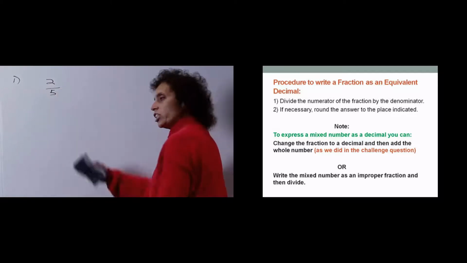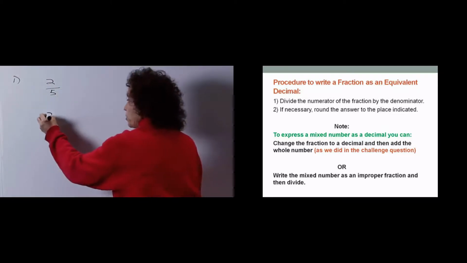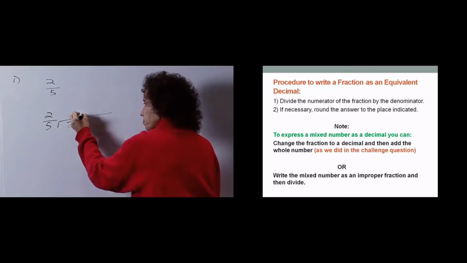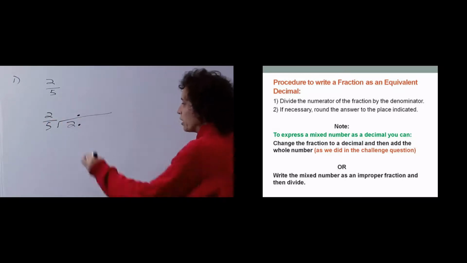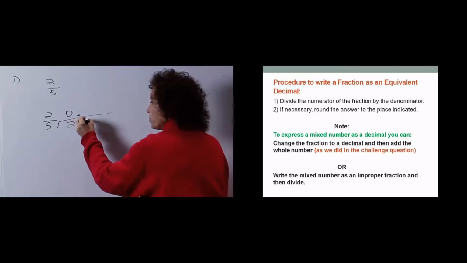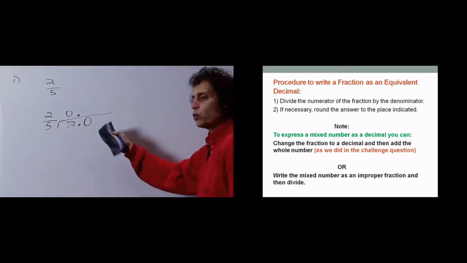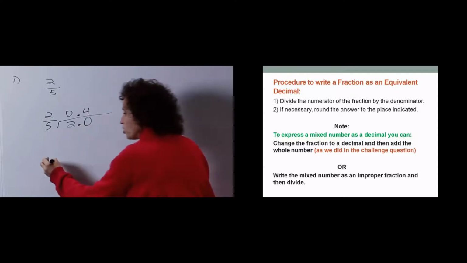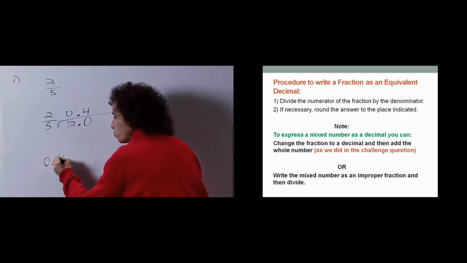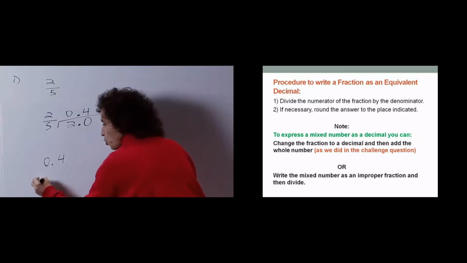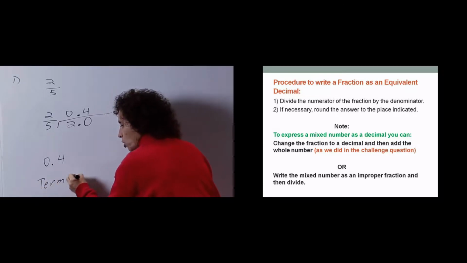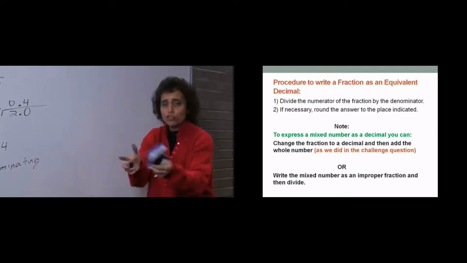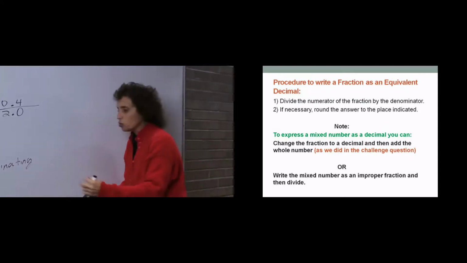2/5. We want to change that to a decimal. Let's remember how to do that. That just means 2 divided by 5. So 5 does not go into 2, so there's your 0. But now I need a 0 here. 5 goes into 24 times. So 2/5 is the same as 0.4, and that is a terminating decimal. Why is it terminating? Because it ends. You remember the Terminator? He ends your life. Terminating decimals means it ends.